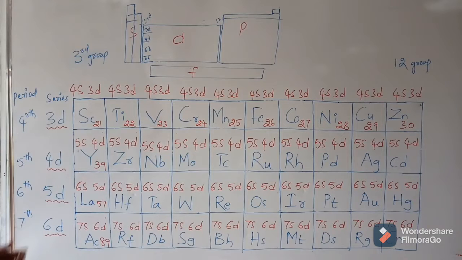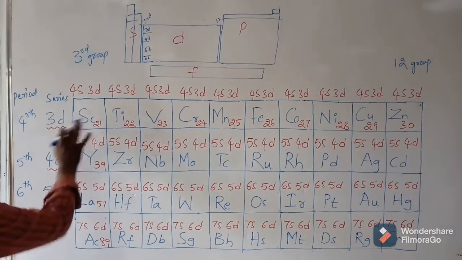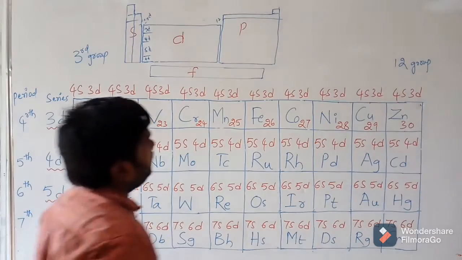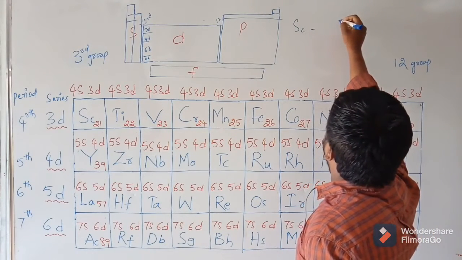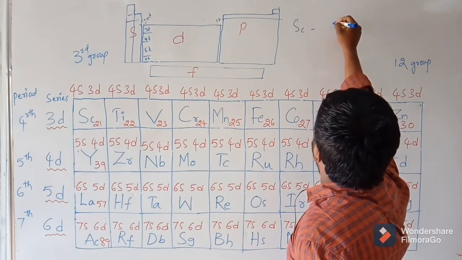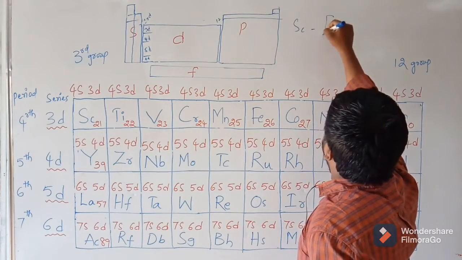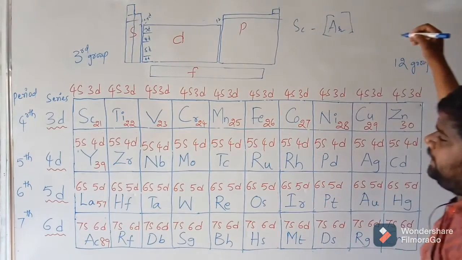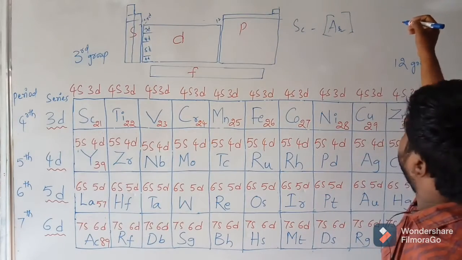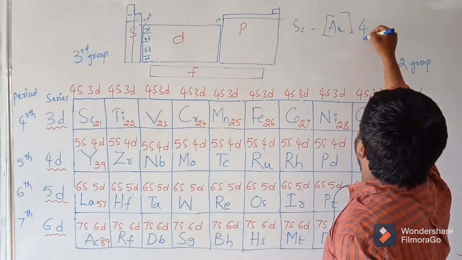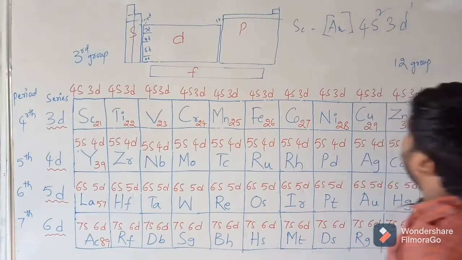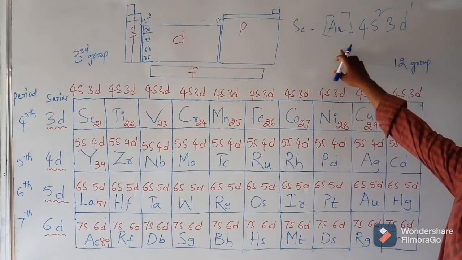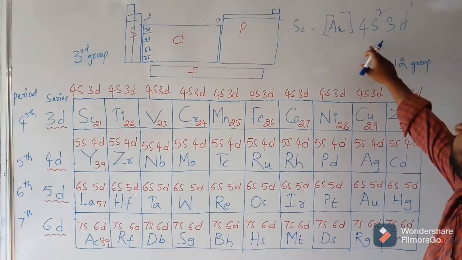Next we go for the electronic configuration. For example, scandium, atomic number 21. We write the electron configuration of scandium using the noble gas configuration. Take the noble gas argon, atomic number 18. 21 minus 18 leaves 3, so we write the electron configuration as 4s2 3d1 for scandium.